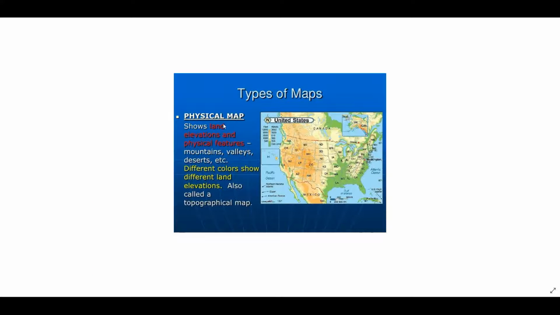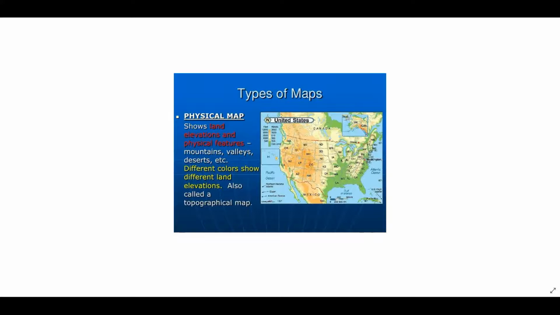Here's a physical map of the United States. A physical map shows land elevations and physical features like mountains, valleys, deserts, and different colors show different land elevations. People also can call this a topographical map. Topographical, whatever you want to call it. I call it a physical map.